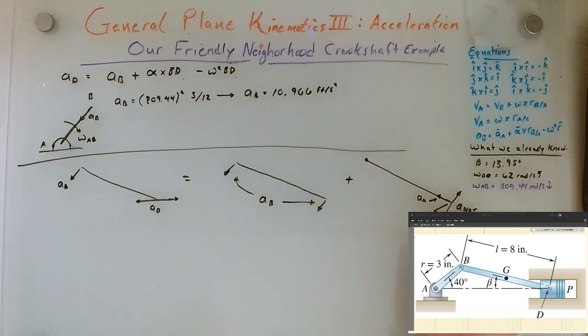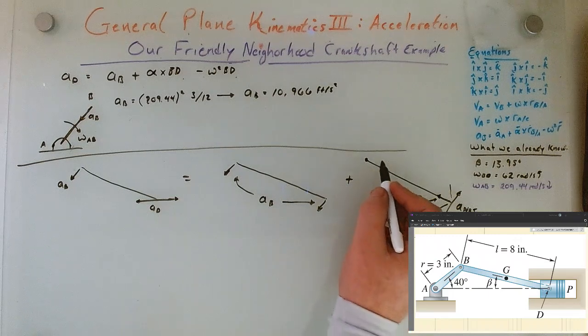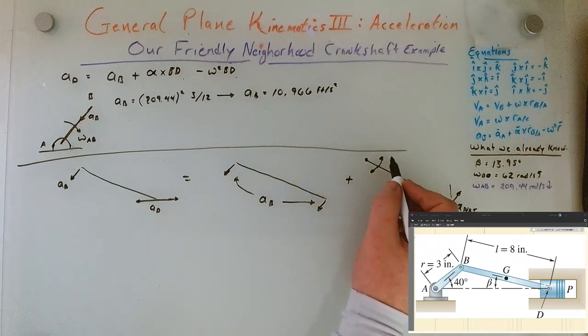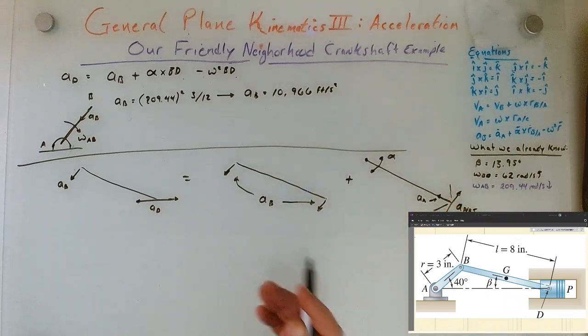And so then there's going to be a resultant, right, where you add these up. And so one of these is going to be our acceleration of d with respect to b, right? Because we've got some sort of alpha here. We just don't know which one.